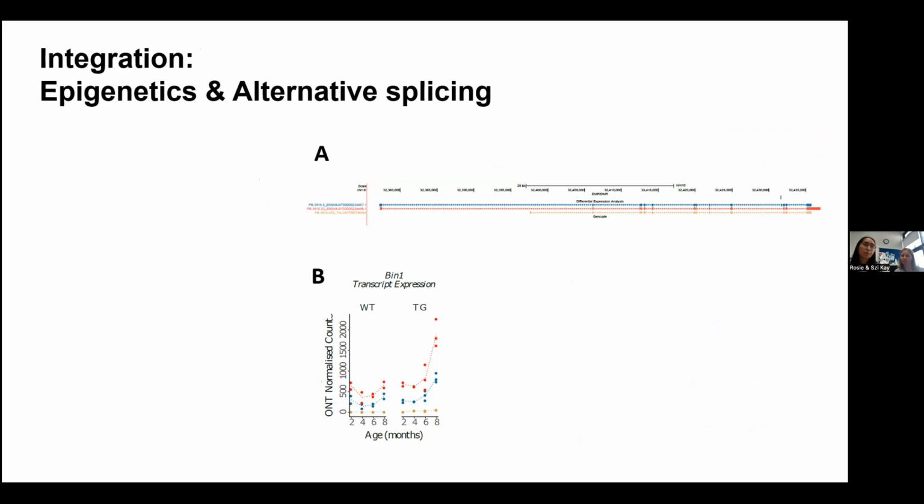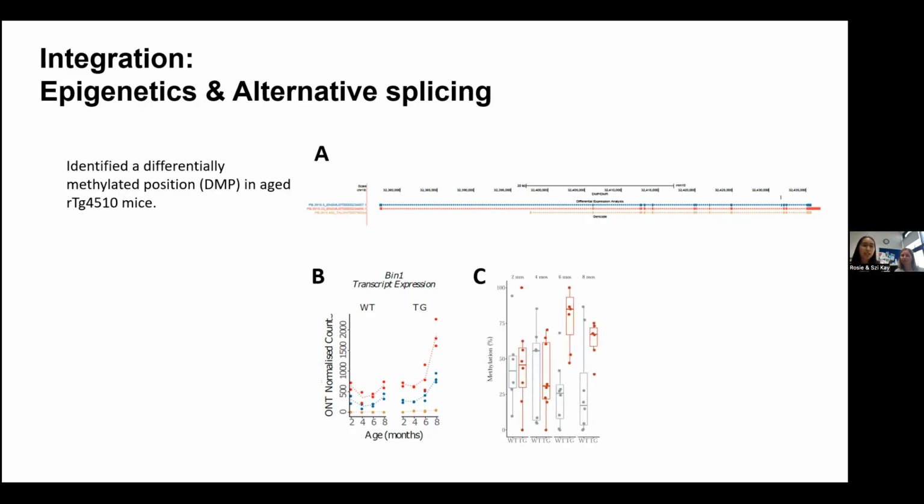Finally, I just wanted to point to my final slide, which is an integration, an omics approach. John's group is not only interested in splicing, but also epigenetics. And with this data, in the same samples, we also had methylation data. So one thing I was really interested in was to integrate the two. And in BIN1, what we found is a differentially methylated position in the same mouse model. Here across time points again, 2, 4, 6, 8, wild type and transgenic, we see an increased methylation in the transgenic compared to the wild type at 8 months.